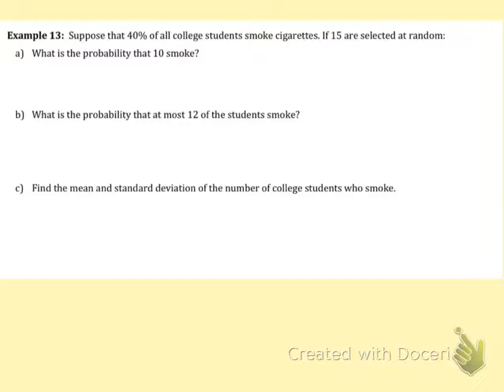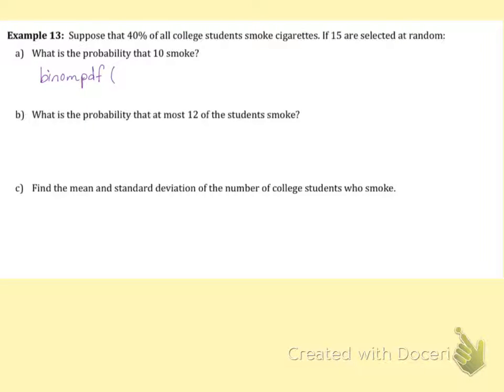So notice that we don't know a position for these 10. We don't know if it's the first 10 people out of the 15 that we select that smoke, or the first one doesn't, and then the next 10 do. We do not know the order of these 10, and that's how we know that we're going to be using one of the binomial commands. So in this case, we're looking for the probability that exactly 10 smoke. So we're going to use the binom PDF command.